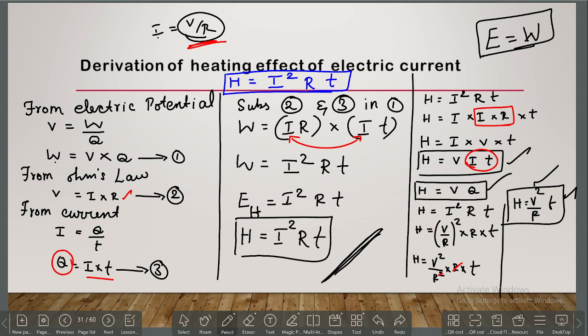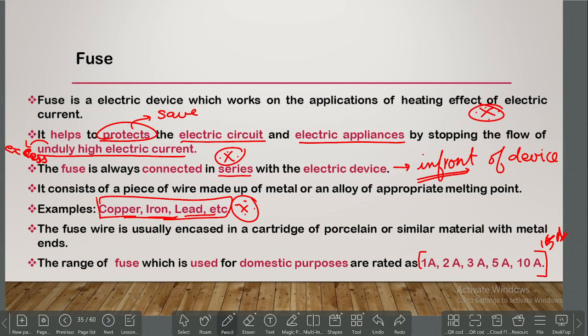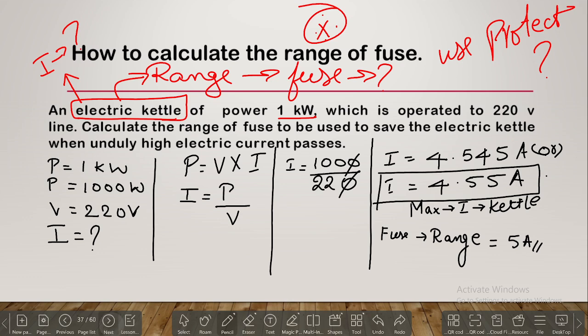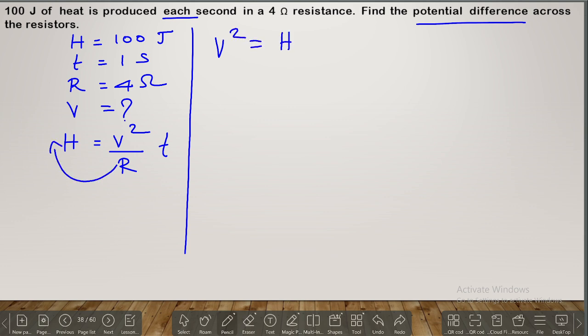So this formula we are going to use. Clear? So now, what are they asking us to find? They are asking us to find the potential difference. If I need the potential difference, how will the formula rearrange? V square is equal to H. Here R is in division, while coming to the other side it becomes multiplication. H into R by, here T is in multiplication, while coming to the other side it becomes division.